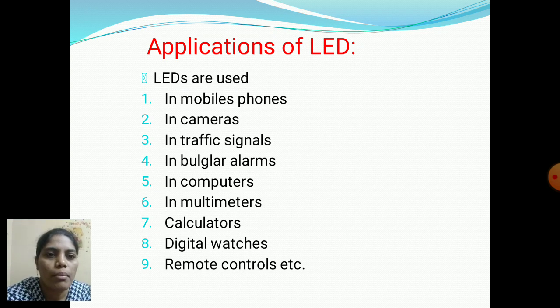Now, here are some applications of LED. LEDs are used in mobile phones. They are used in cameras. They are used in traffic signals. They are used in burglar alarms. They are used in computers. They are used in multimeters, in calculators, in digital watches, in remote controls, and also we can say in LED displays. So TV monitors, computer monitors, they are constructed with LED materials, light emitting diodes.